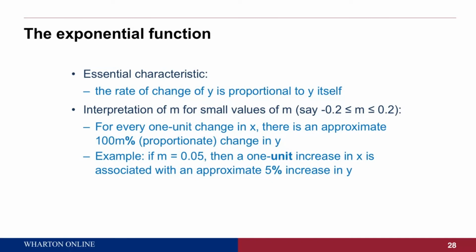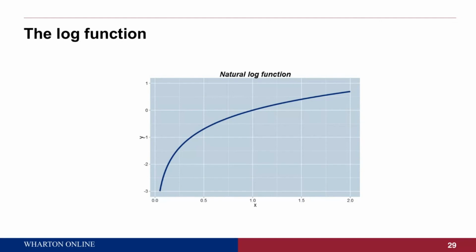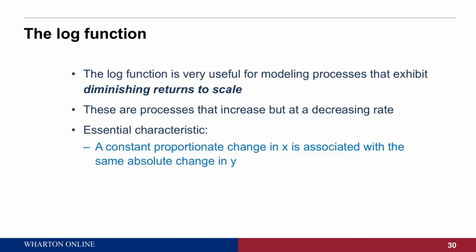One more to go, and that's the log function. The log transformation is probably the most commonly used transformation in quantitative modeling. If we're not looking at the raw data, then oftentimes we're looking at the log transform of the data. And this is what a log curve looks like. It's an increasing function, but the feature is that it's increasing at a decreasing rate. So the log function is extremely useful when it comes to modeling processes that exhibit diminishing returns to scale.